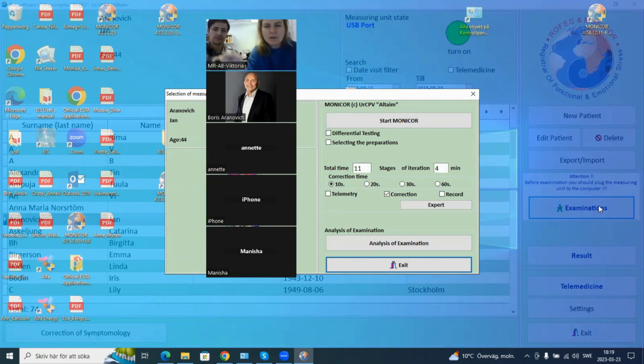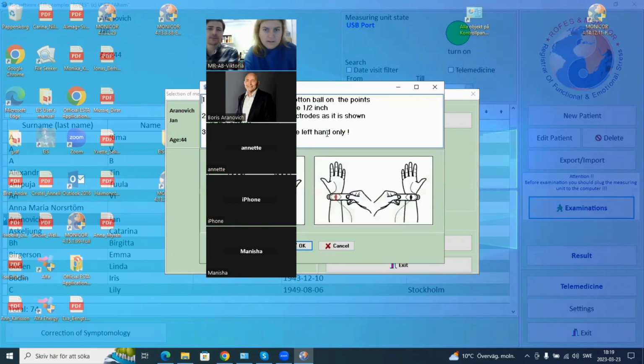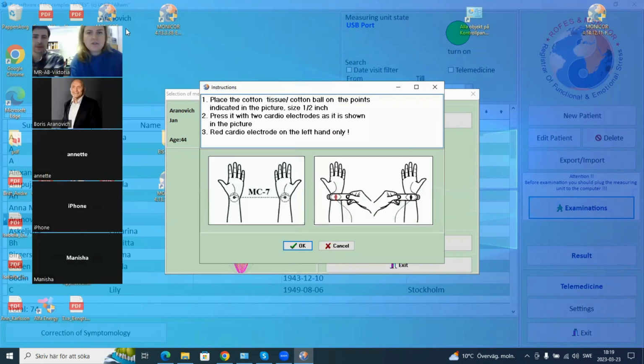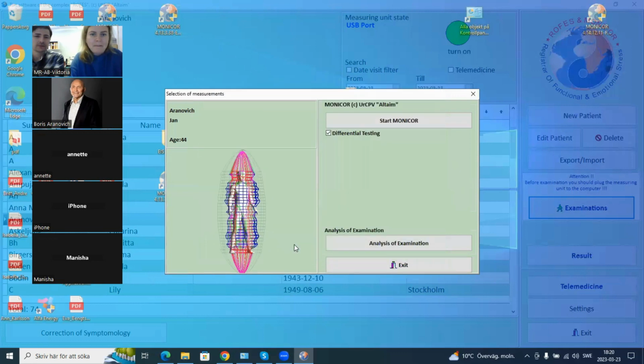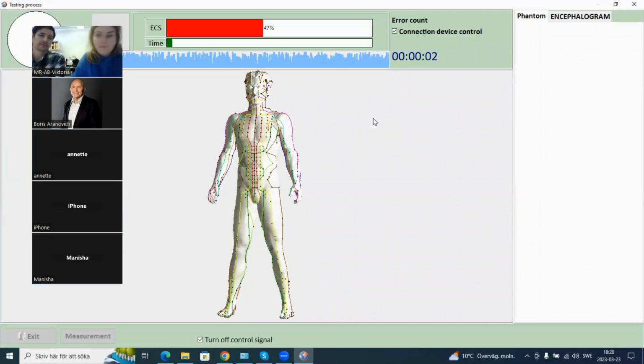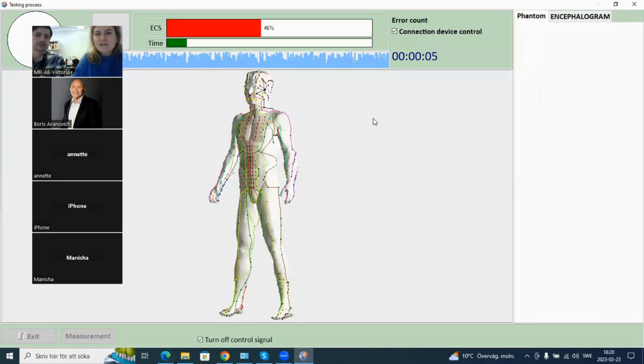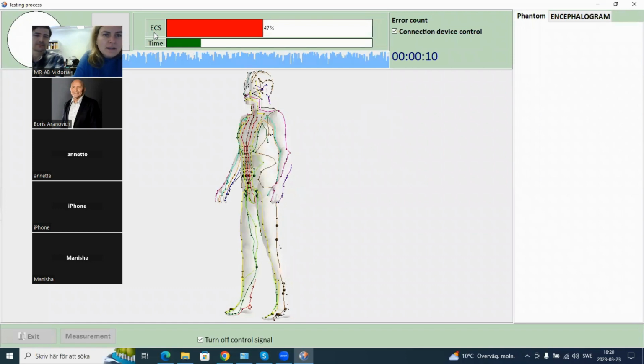When you start doing the measurement, you should see it on the screen. We go to differential testing and press there. You can see the instruction of how you should place the cotton tissue and the cardio electrode on the left hand, as shown here. The red electrode is the cardio electrode. We press OK, then press start monitor. So we're checking his condition right now.